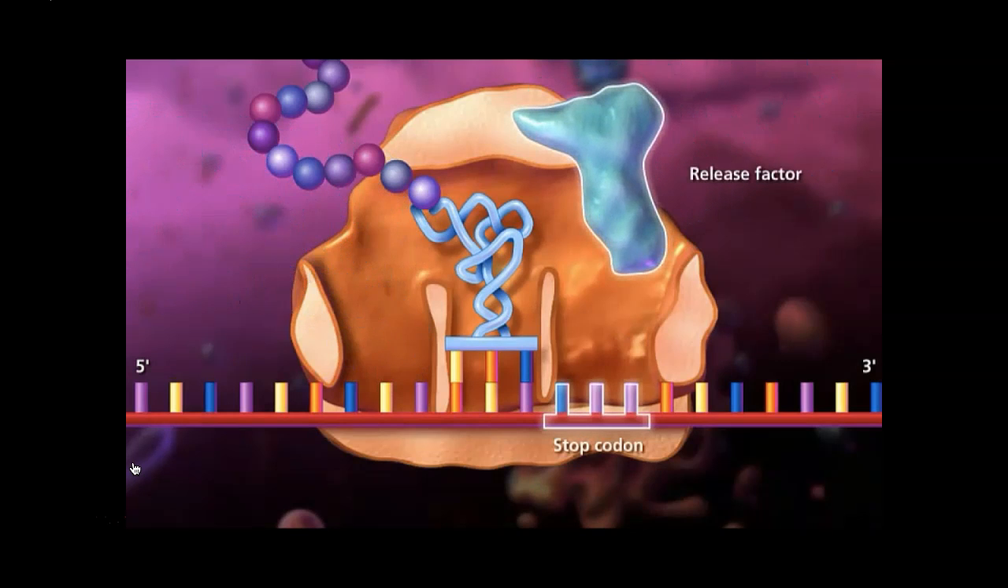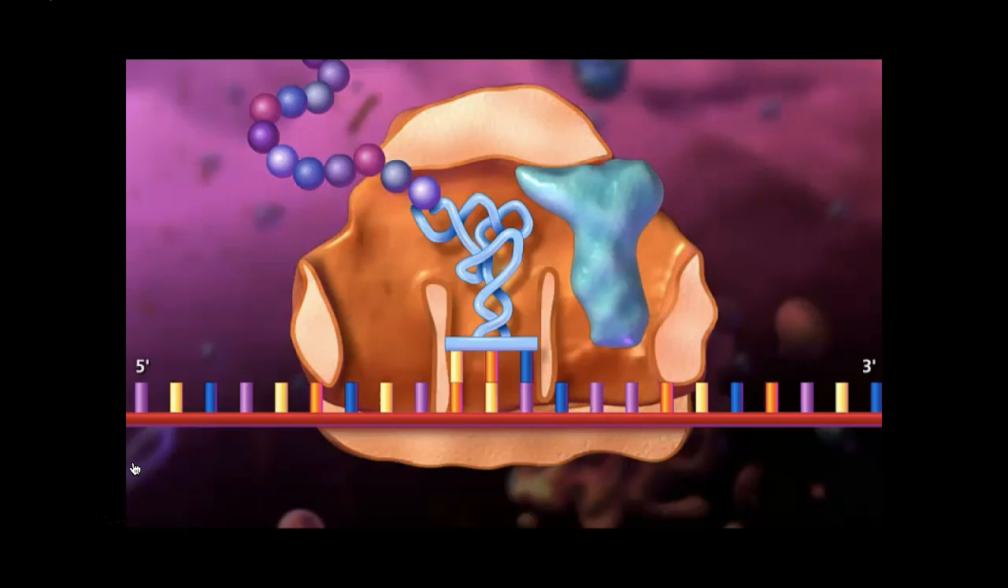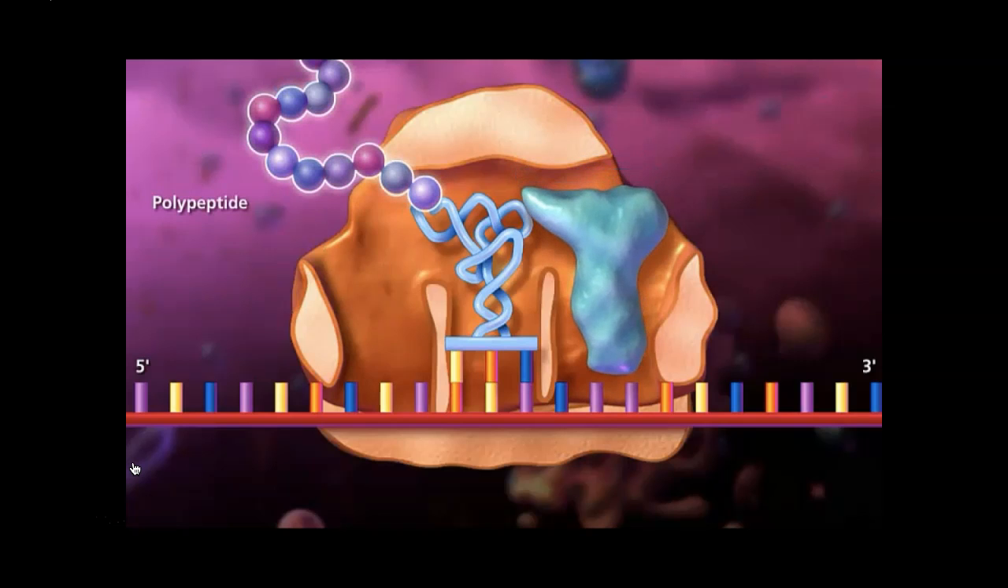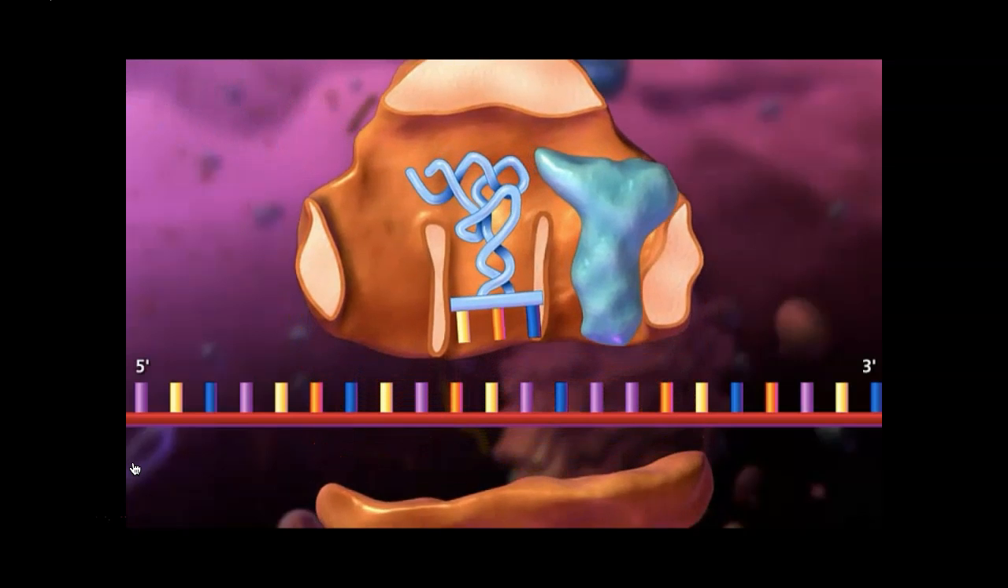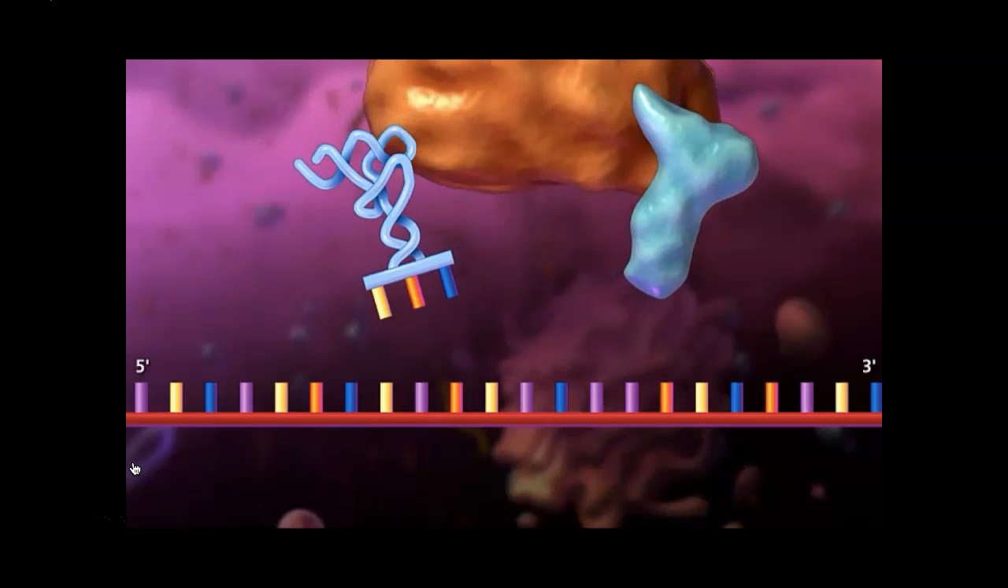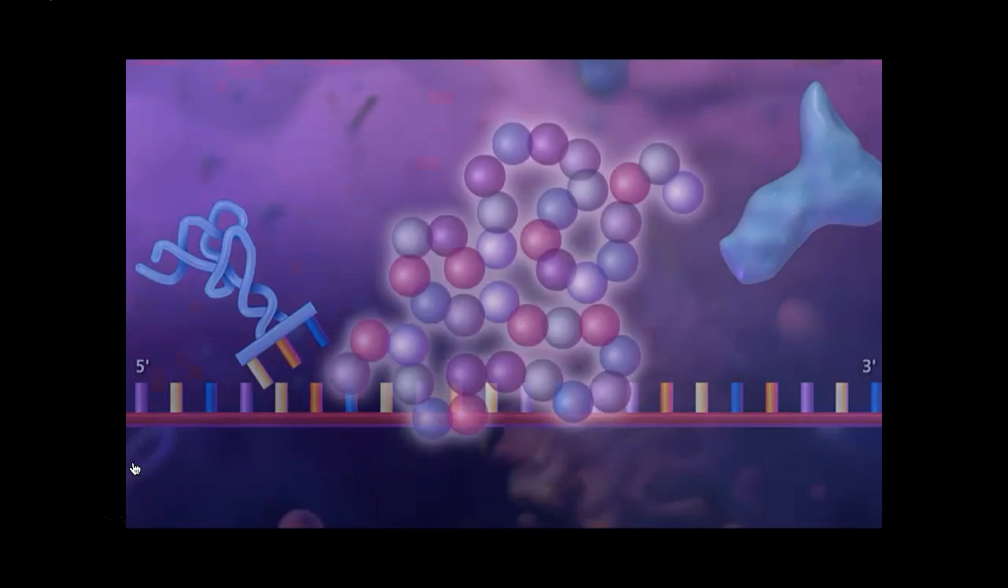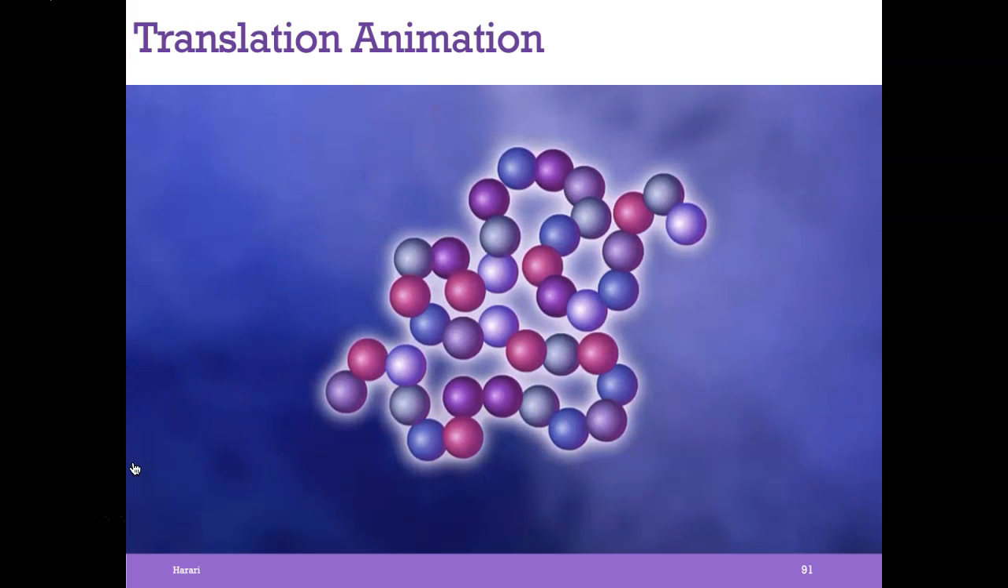A release factor binds to the A site at a stop codon, and the polypeptide is released from the transfer RNA in the P site. The entire complex dissociates and can reassemble to begin the process again at initiation. So again, you can rewatch that as many times as you want to understand the visual process of translation.